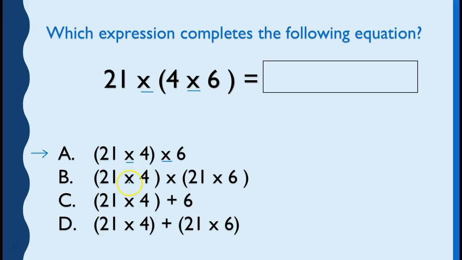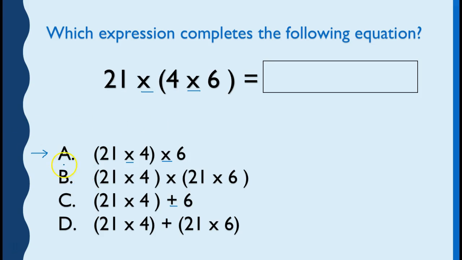This says 21 times 4 in parentheses times 21 times 6 in parentheses. This is not the associative property. That is definitely not the associative property, so we can't do that. This says 21 times 4 plus 6. Uh-oh. We can't just change the sign, because it would definitely give a different answer. The only thing the associative property allows us to do is change where the parentheses go.